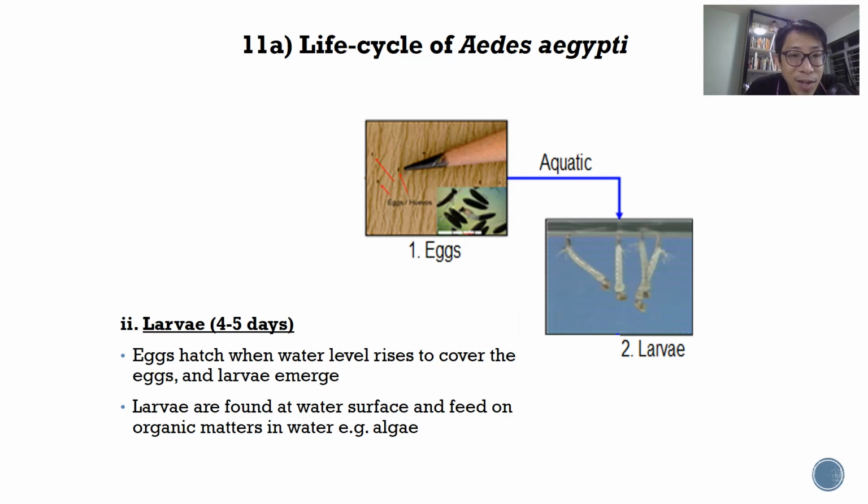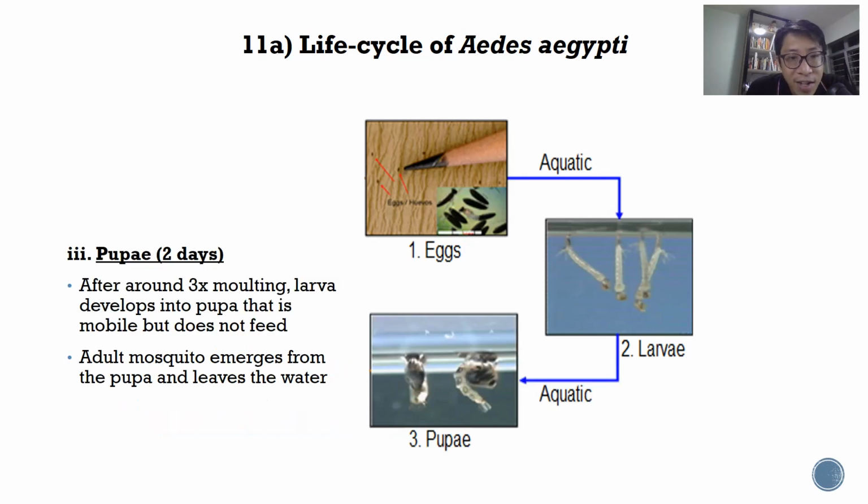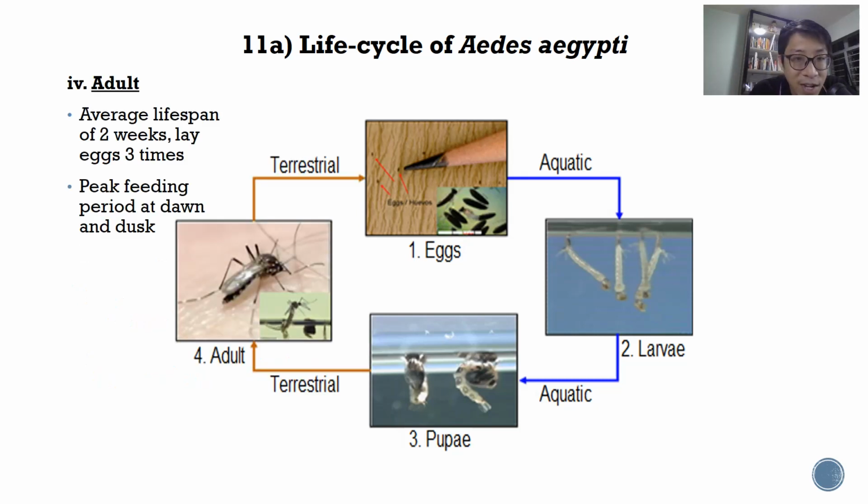And the water needs to not be that clean for the larvae to find food, because it feeds on organic matter, certain microscopic organisms, algae, or even dead organic matter. And then the larvae would develop into pupae or pupa. These are not mobile anymore. They still stay at the surface of the water, but they are not mobile. They don't feed. And after about 2 days, the mosquitoes would emerge from the pupa and, of course, leave the water.